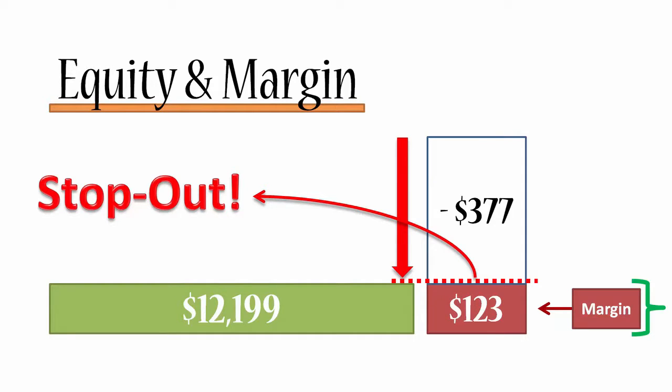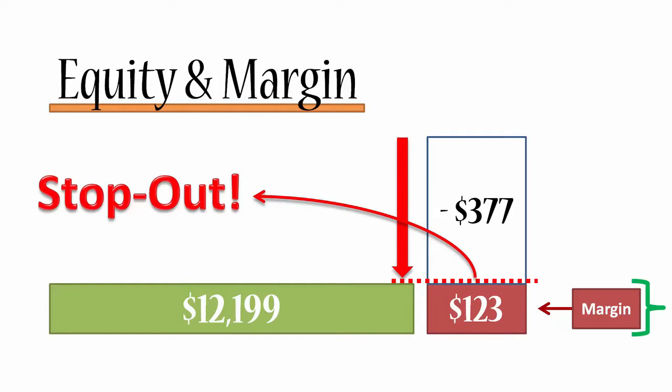So because they lent you some money, now they see that the position has gone against you, they don't want to lose any of the money that they lent you, so they're just going to close your position and pull out their $12,199. And in this case, the margin acts as a safety net or a safety buffer.